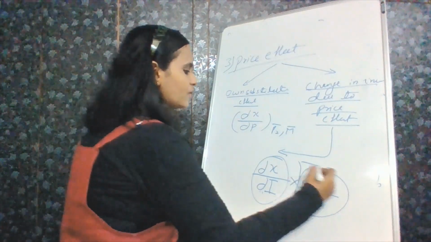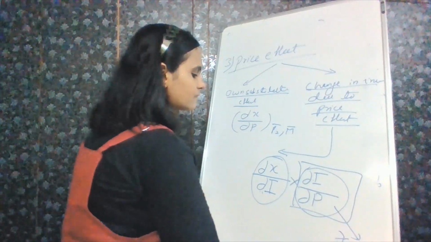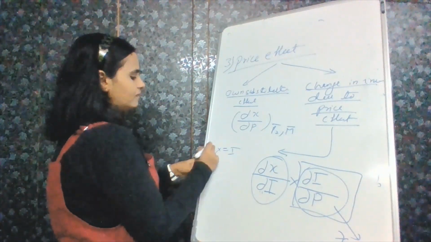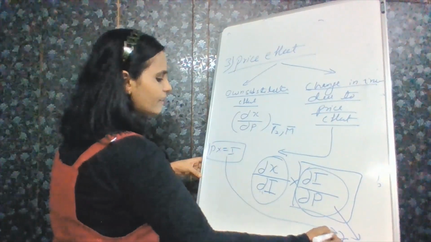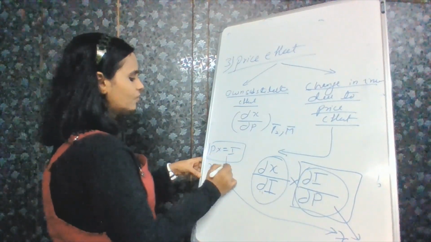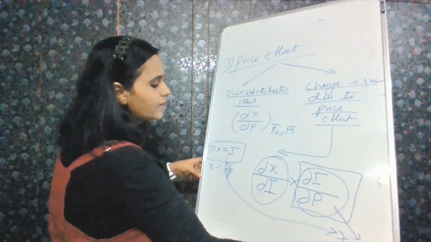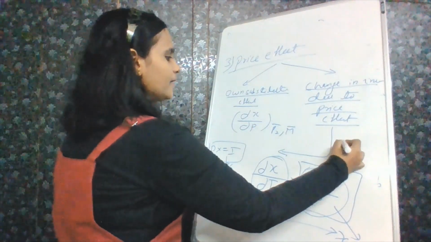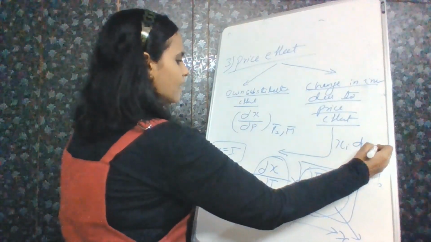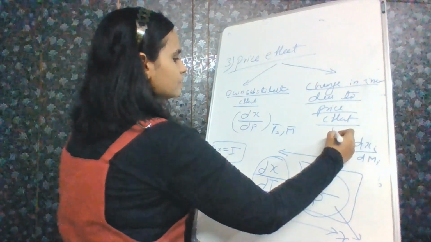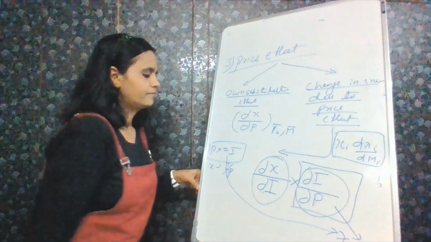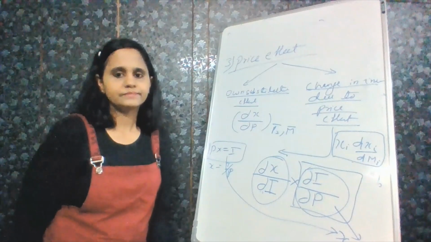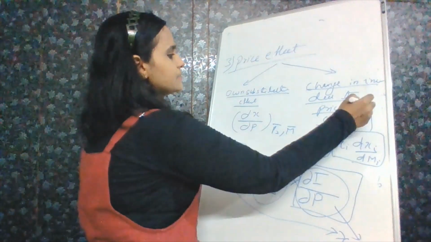Now, this formula is basically your X. So P into X is equal to I. So this ultimately gives you X equal to I by P, di by dp. So you can say the change in income effect will be Xi into dxi by dmi. So that's your formula for change in income due to price.